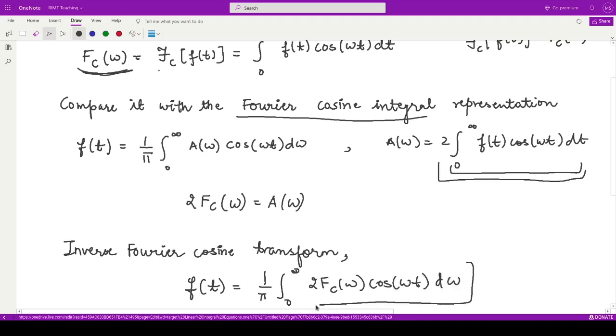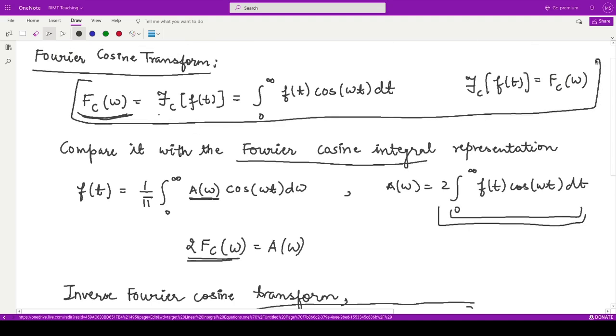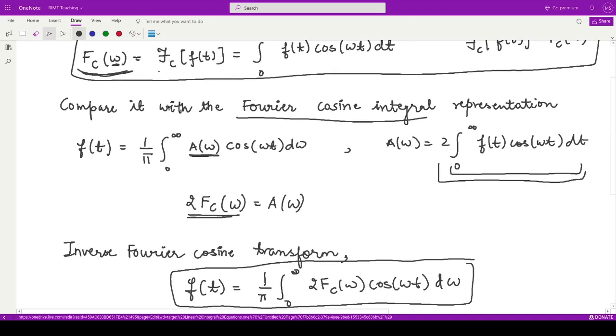How is this obtained? This is obtained when you substitute the value of A omega as 2 Fc omega. So this is the formula for the forward Fourier cosine transform. Whenever you have the given function f of t, you want to calculate its Fourier cosine transform in the frequency domain. And if you have the coefficients in the frequency domain, Fc omega, and want to calculate f of t, for that purpose we have the inverse Fourier transform formula.